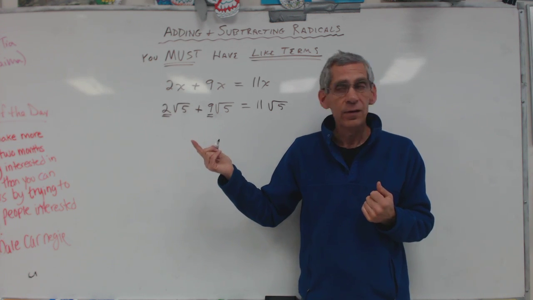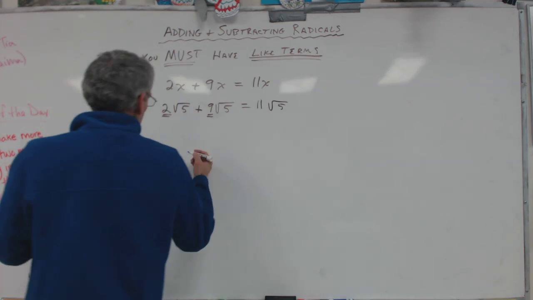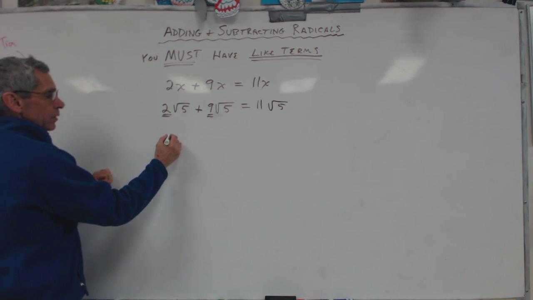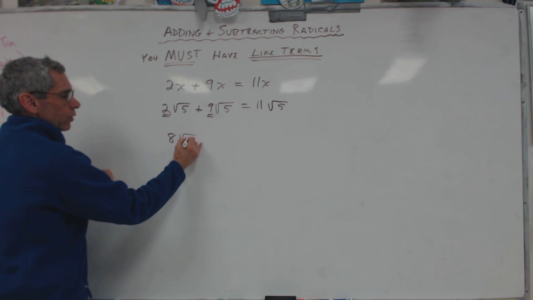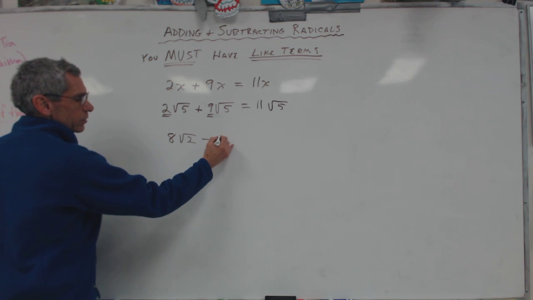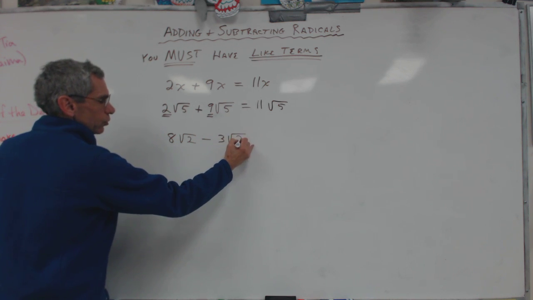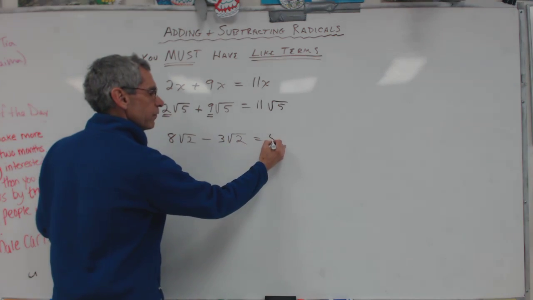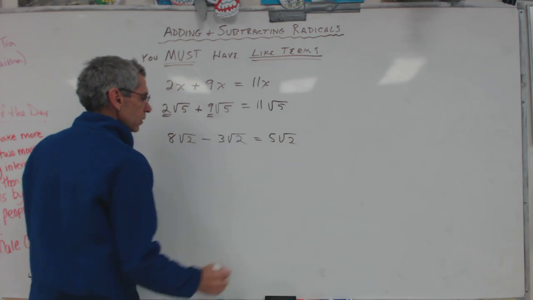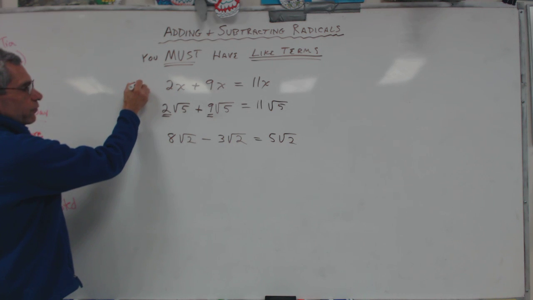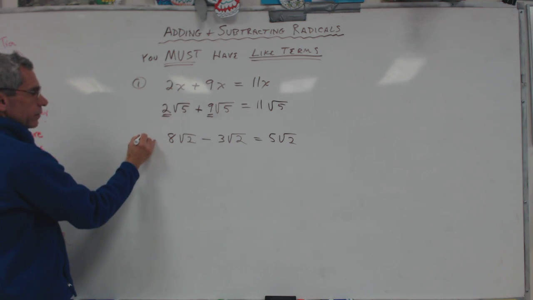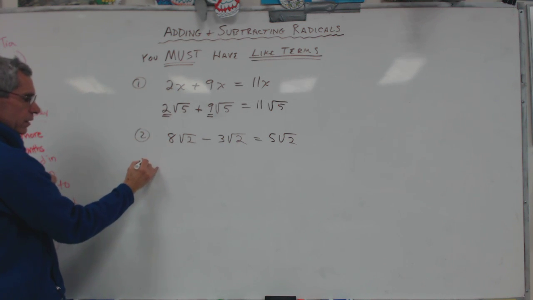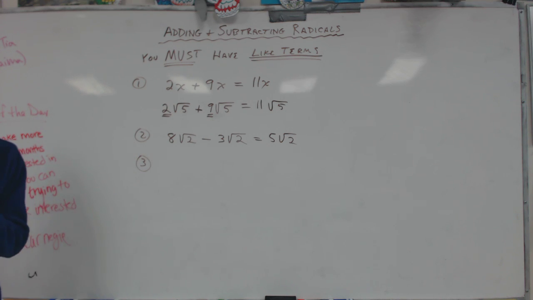It makes sense. Same thing with subtraction. Let's say I have 8 square root of 2 minus 3 square root of 2. What would be my answer? 5 square root of 2. Right, 5 square root of 2. Okay, so this was our first example. Here's our second. Right, it's very easy. Now, what if I said this?